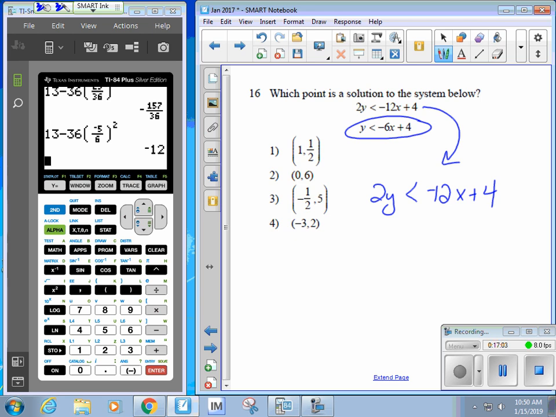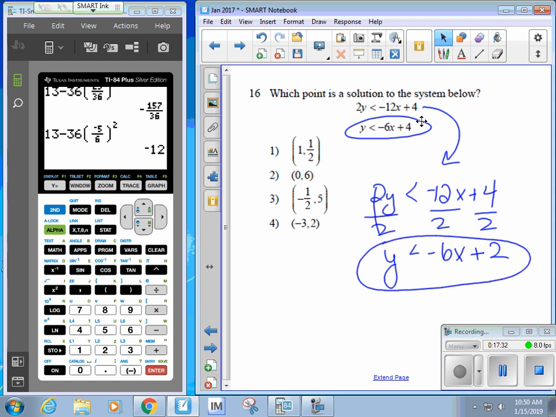Why y? And the button on the calculator says y equals. So we're going to divide by 2 everywhere. So y is less than, oh, I shouldn't have said equal to. It was just less than negative 6x plus 2. So I've got two inequalities to type in my graph, and look at them both. You might notice they both have the same slope, and they have two different y-intercepts.